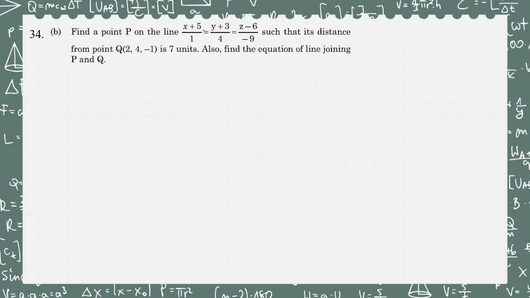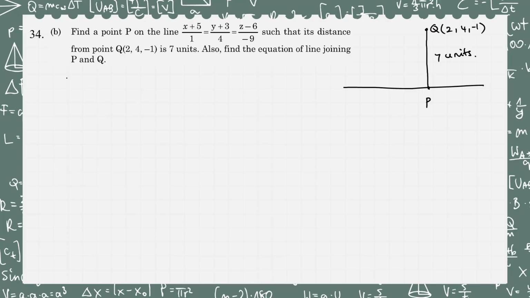Let's try to understand the situation by drawing this. Let this be the given line. This be the point P on the line, and let this be the point Q given, which is (2, 4, -1), and the distance between P and Q is given to be 7 units. Now we need to find out the coordinates of P here, and we have to find the equation of the line joining P and Q. So let's try to find out the point P first.